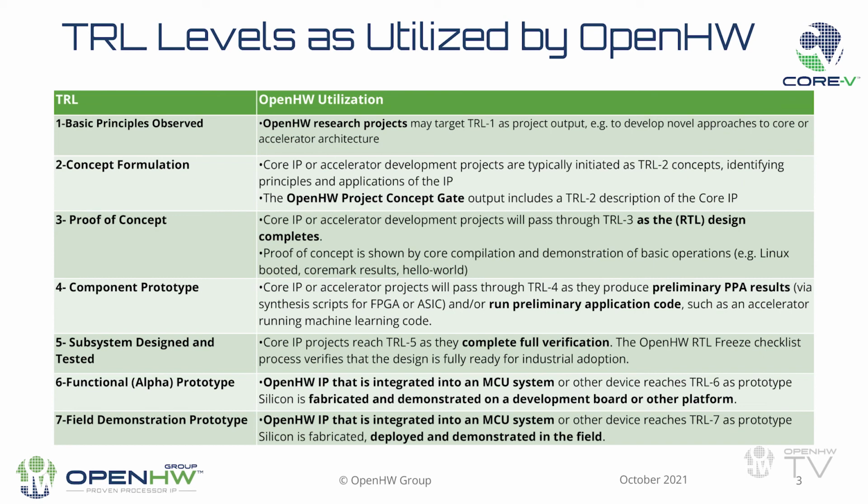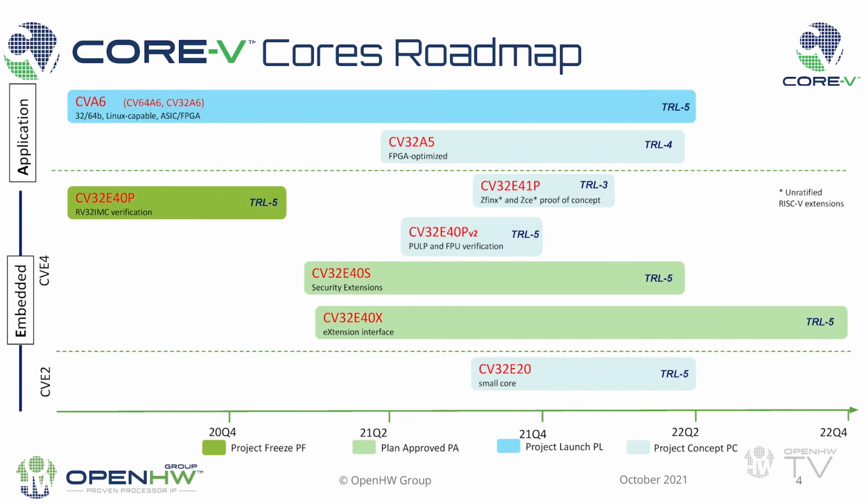So let's start the roadmap at the bottom end of this slide with the CV32E20 core. This is a 2-stage pipeline core. It's inherited from ETH Zurich's Zero-riscy, then the Ibex core. It's a small core, very well suited for microcontrollers, and it targets industrial applications.